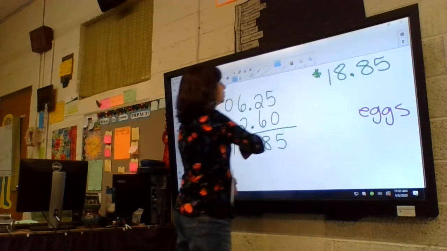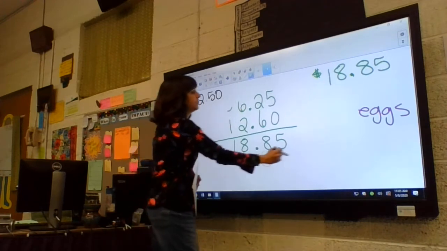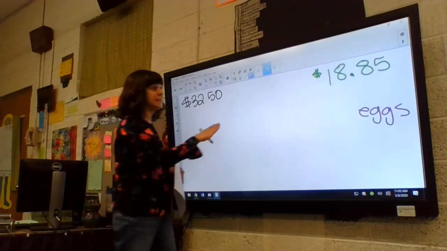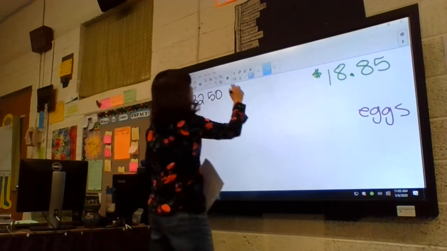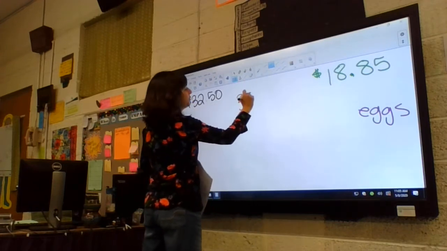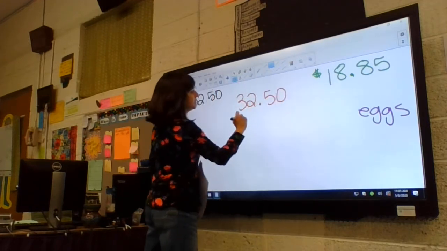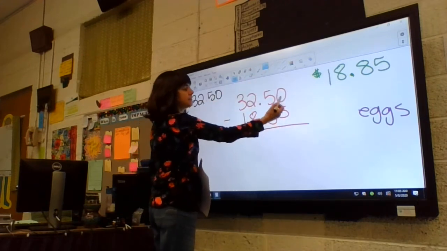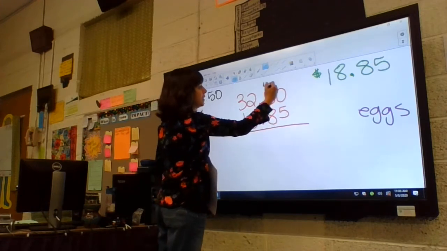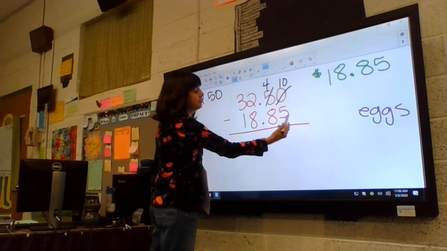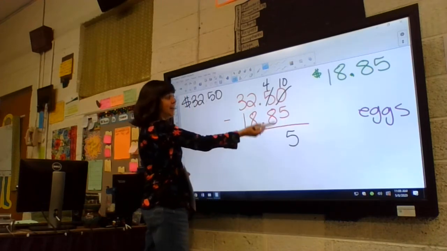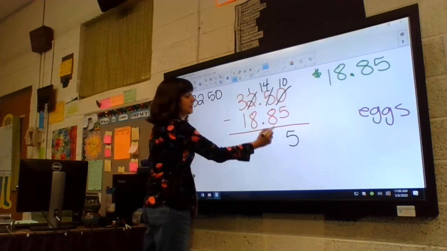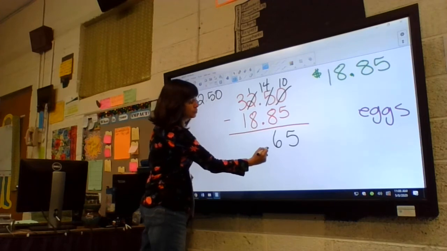Okay, I know that the total she spent was $32.50, and the only other thing she bought was eggs. So I'm going to subtract to find the difference to see how much money she spent on eggs overall. So I have $32.50 subtract $18.85. Okay, 0 minus 5, I need to borrow or regroup. This becomes a 4, this becomes a 10. 10 minus 5 is 5. 4 minus 8, I need to regroup again. This becomes a 1. This becomes 14. 14 minus 8 is 6. I'm going to bring my decimal straight down.